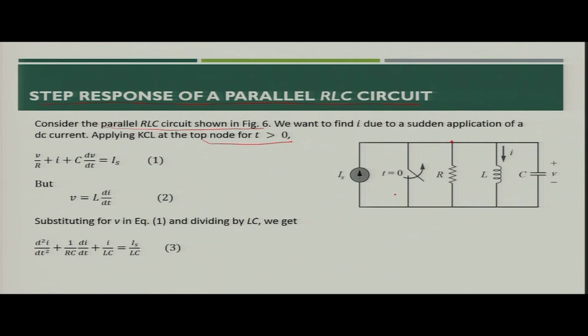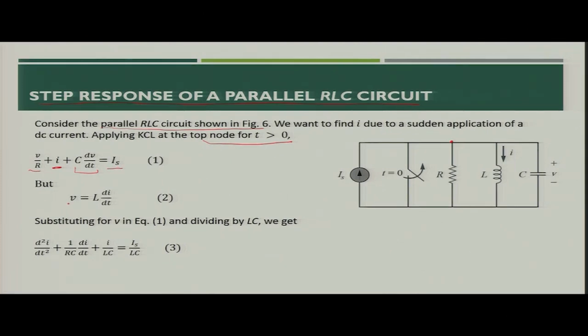So, what will happen? The value of current IS would be divided into 3 circuit elements, that is R, L and C. So, the current flowing through resistance R would be V by R, where V is the voltage at any time t across the capacitor, plus I, the current flowing through the inductor at any time t, plus the capacitor current. The capacitor current can be given as C dV by dt, and the sum of these 3 currents will be equal to the source current, that is IS.